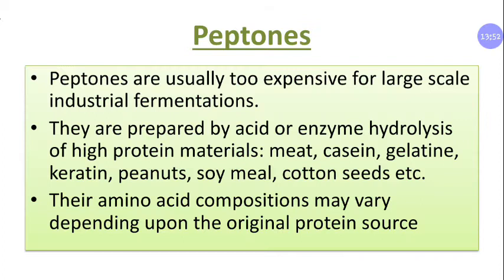Peptones are usually too expensive for large-scale industrial fermentations. They are prepared by acid or enzyme hydrolysis of high-protein materials: meat, casein, gelatin, keratin, peanuts, soy milk, cotton seeds, etc. The amino acid compositions may vary depending upon the original protein source.